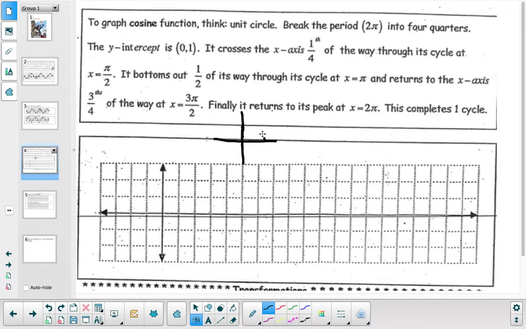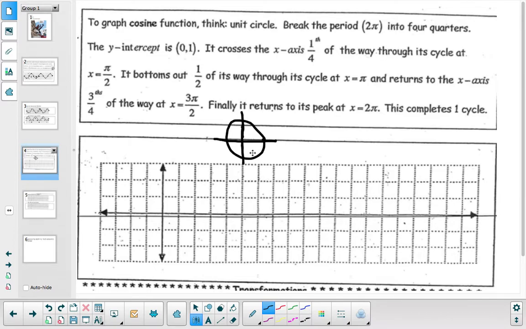Cosine on the unit circle starts at 1, and then as I'm adding to the angles, it starts to decrease, still decreasing. It's 0 at pi over 2. So cosine of pi over 2 is 0. Cosine of pi is negative 1. And then cosine of 3 pi over 2 is 0. So it starts to increase, and it keeps increasing until it gets back to the starting position at 2 pi.